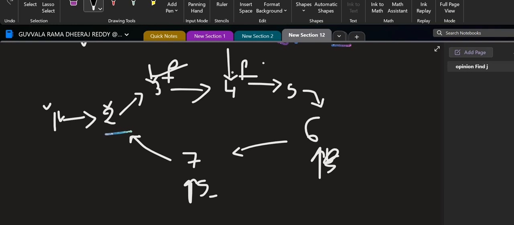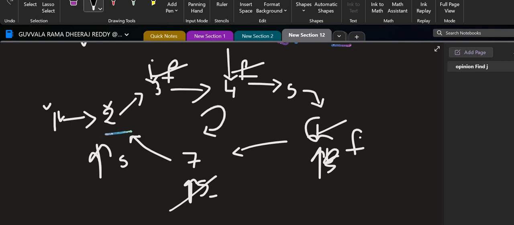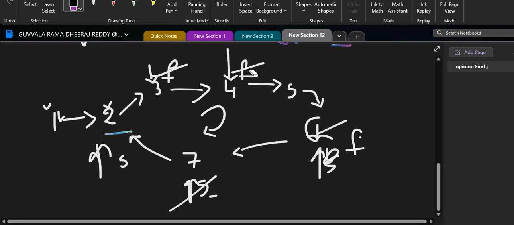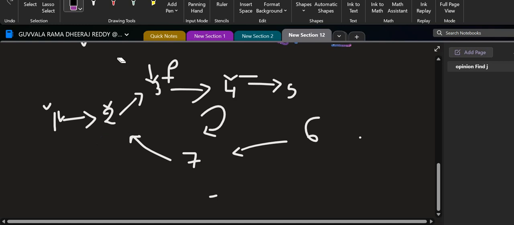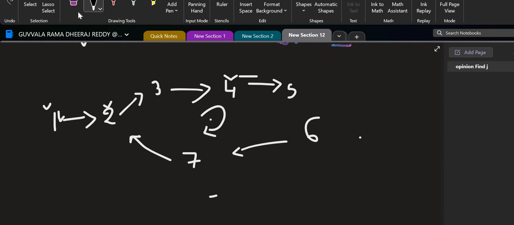Next, fast pointer will come to here. Sorry, and slow pointer will go to here. Observe the situation here. It will loop. The slow and fast pointer will loop multiple times. There will be a situation that will definitely come.